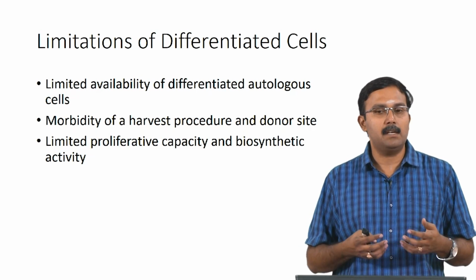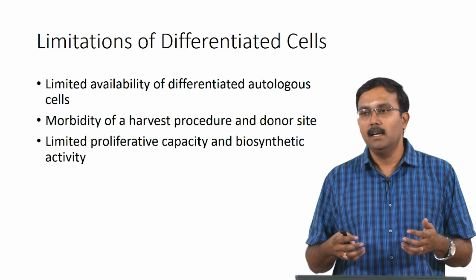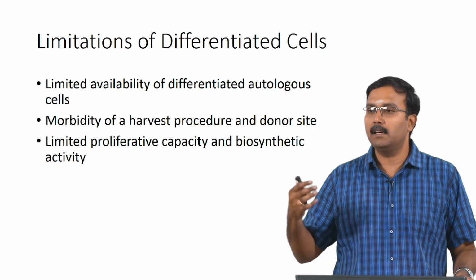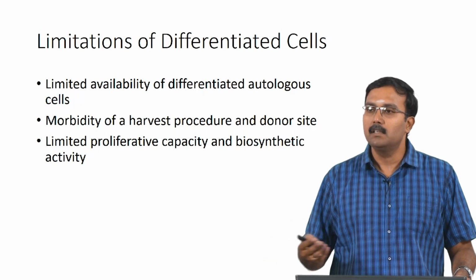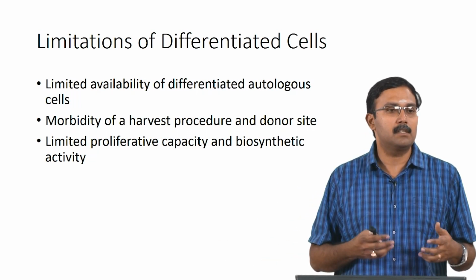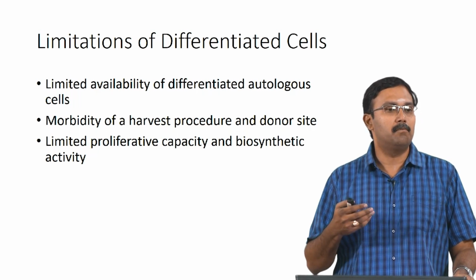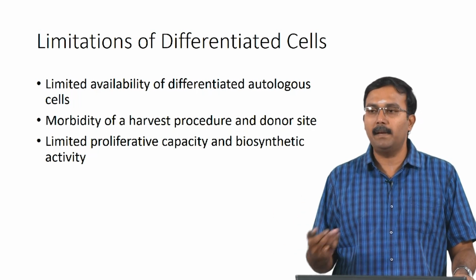So, you try to harvest only smaller numbers and then you have to expand them, and expanding them is also a problem because they do not grow as rapidly and they only multiply for a few passages, they do not multiply for a long time. So, that is a problem. So, because of that using autologous differentiated cells is not very easy for many applications.